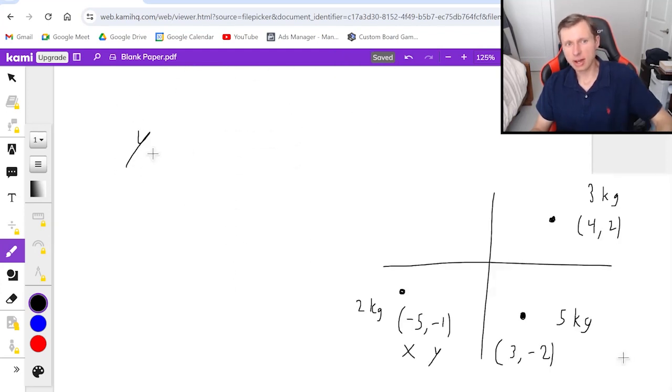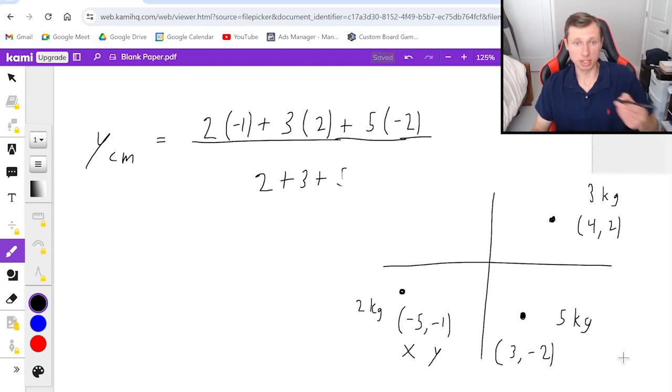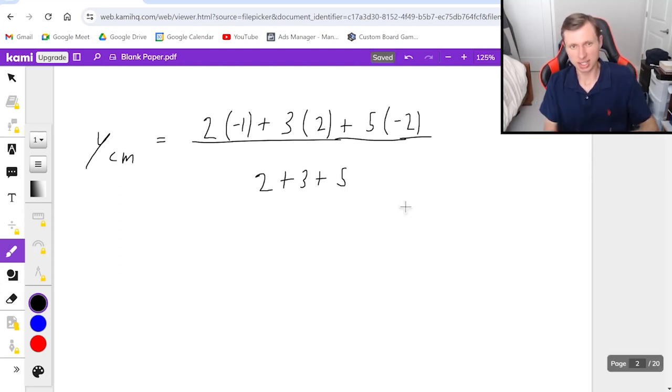So for the y value of center of mass, it's going to be mass 1, which is the 2, times its y value, which is -1, plus mass 2, which is 3, times its y value, which was 2, and then plus the 5 kilogram mass times its y value, which was -2. And this is all over the same sum of masses as before, 2 plus 3 plus 5. And then you just plug this in a calculator, and you will get -0.6, and that's the y value.